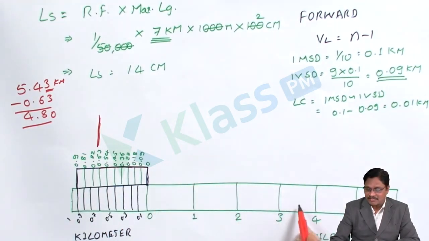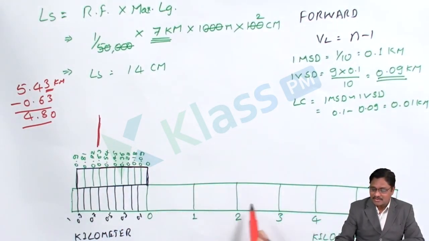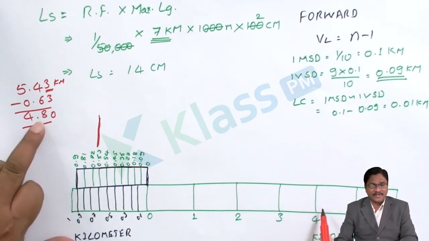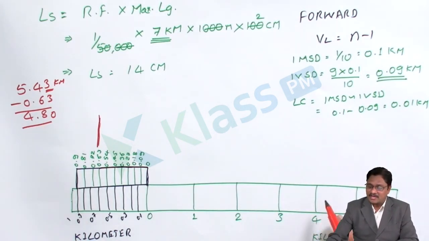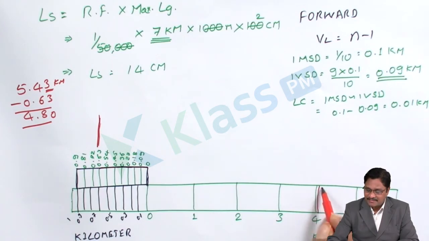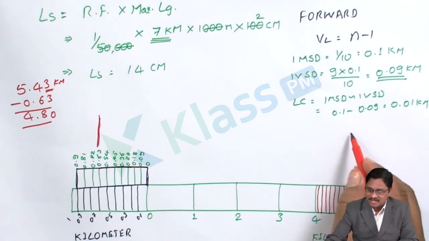1, 2, 3, 4. After this, 1, 2, 3, 4. After 4 we need 0.8. So again you have to subdivide into 10 equal divisions: 1, 2, 3, 4, 5, 6, 7, 8, 9, 10. So the 8th division is to be considered.